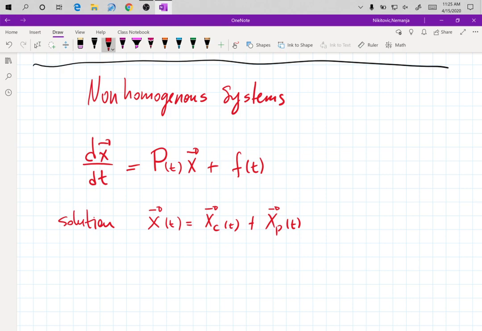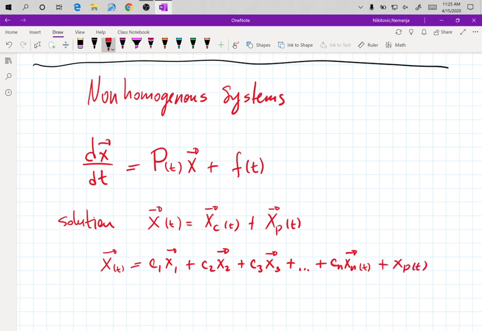So you can write it out as x of t being c1 x1 plus c2 x2, these are all vectors depending on how many equations you have, plus c3 x3 plus dot dot dot cn xn, because we don't know how many equations we are going to have. That's also a function of t, and then plus xp of t. All of these are of t, because these are all functions of time.